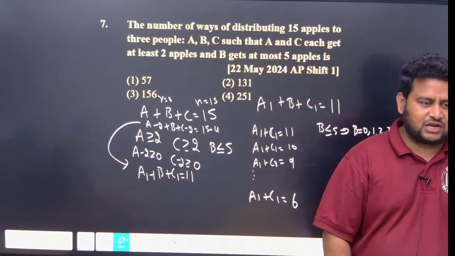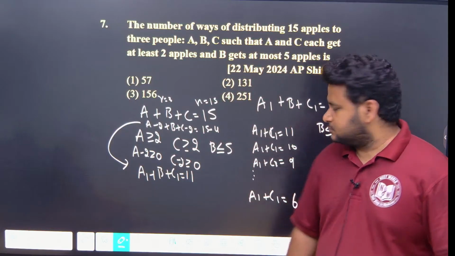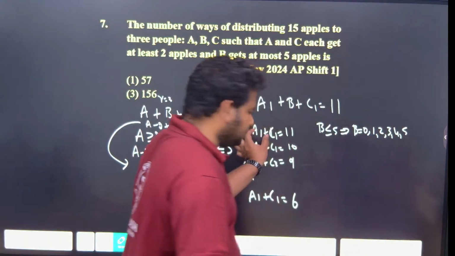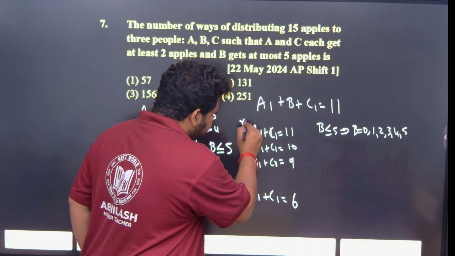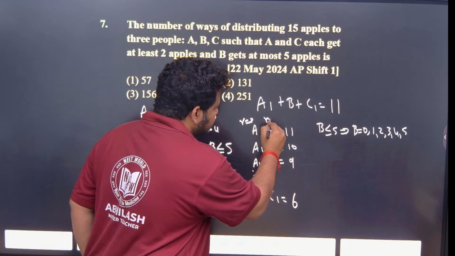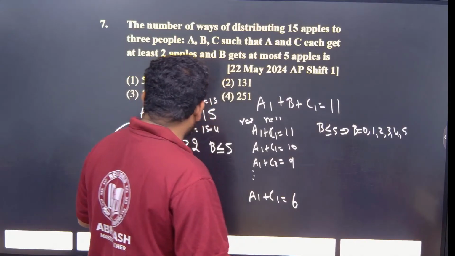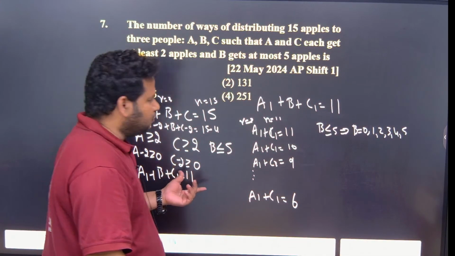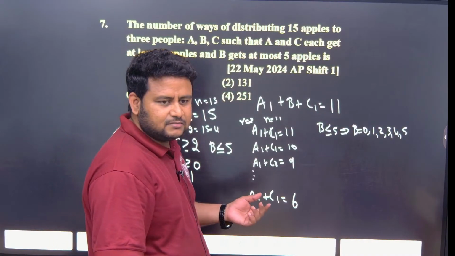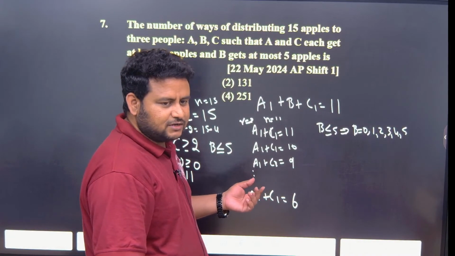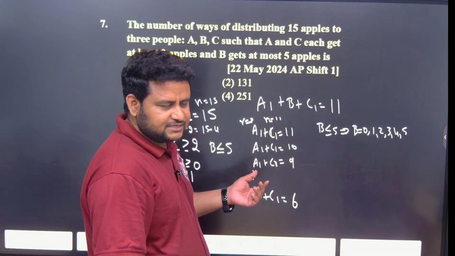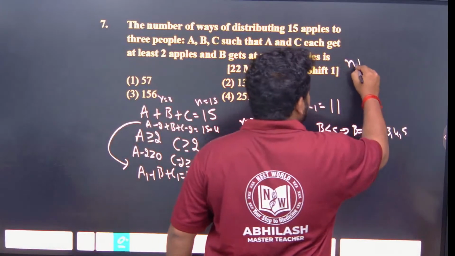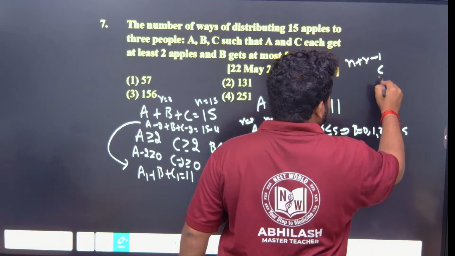Now A1 plus C1 is equal to 11. Look at only this. Here R is 2 and N is 11. The condition we are satisfying is greater than or equal to 0. So what can we write? N plus R minus 1 C R minus 1.